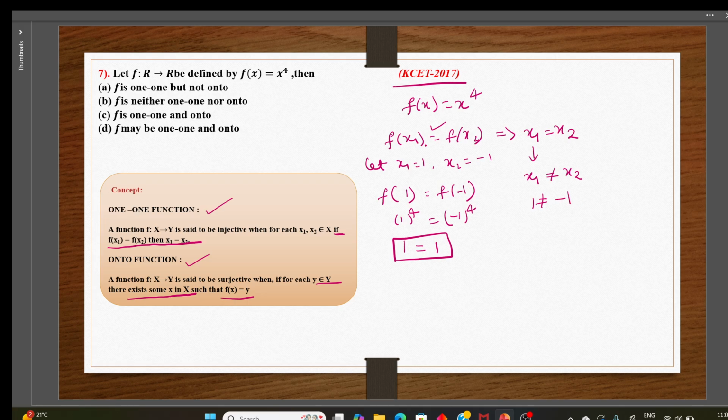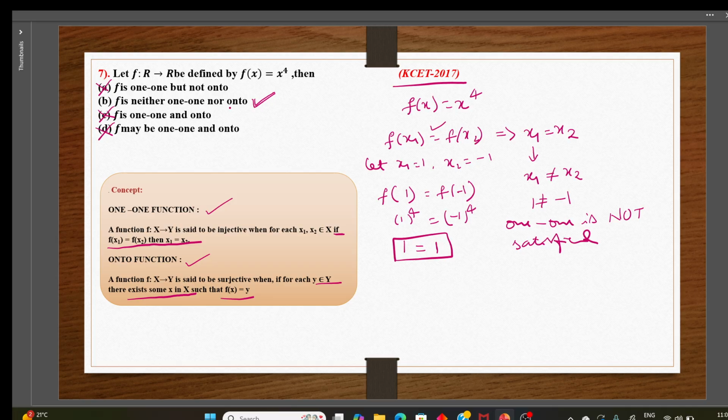So f of x1 is equal to f of x2 is satisfied, but x1 is not equal to x2. So 1 is not equal to minus 1 means one-one is not satisfied. Which options are left? F is one-one but not onto, so this is deleted. F is one-one and onto, so this is also deleted. F may be one-one and onto, so this is also deleted.